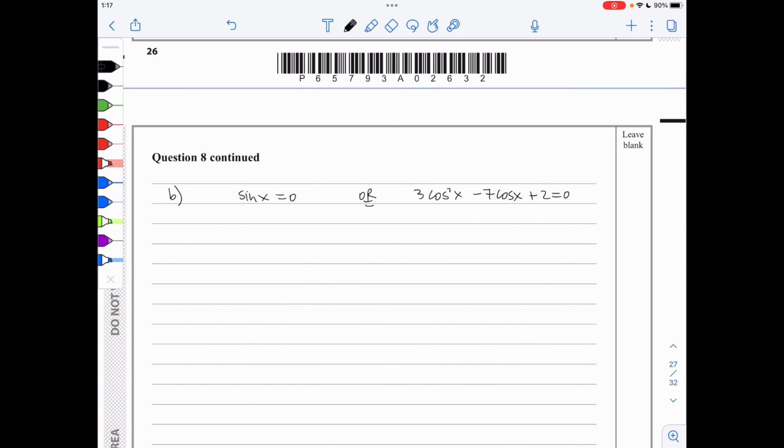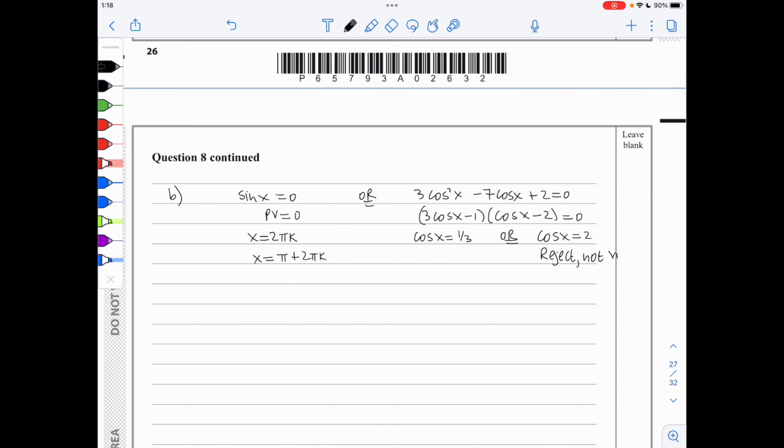So for sine x is 0, the principal value is 0, which means that x is 2 pi k, or x is pi plus 2 pi k. Whereas for the quadratic in cos, it factorizes into (3 cos x minus 1)(cos x plus 2). So either cos x is a third or cos x is 2. Now we can't have the cosine of x being 2, so we reject this part, it's not valid.